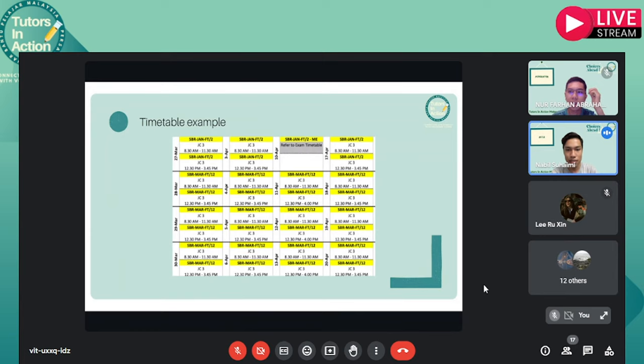And usually I have a 3-month semester. After the 3 months, I have like 1 or 2 weeks of break. The maximum break I get is three weeks lah. Then I proceed to the next paper. So next slide.